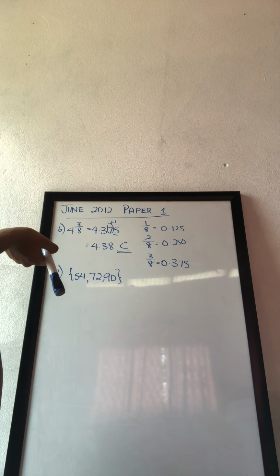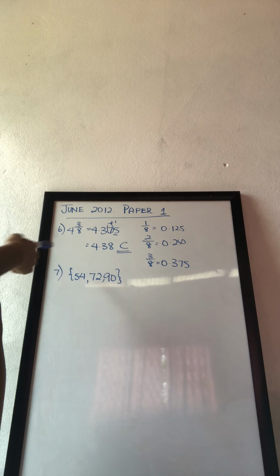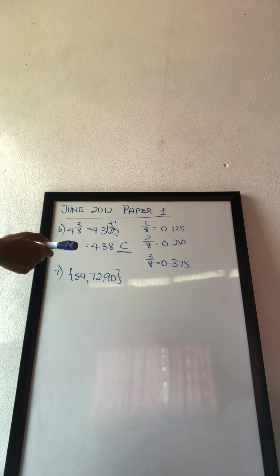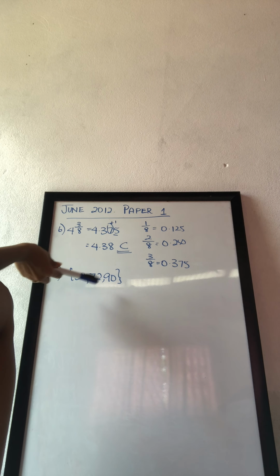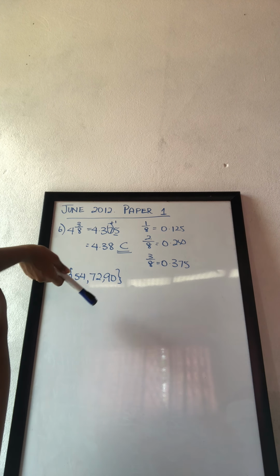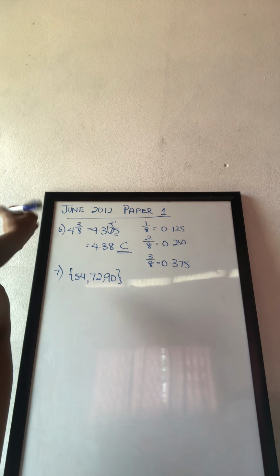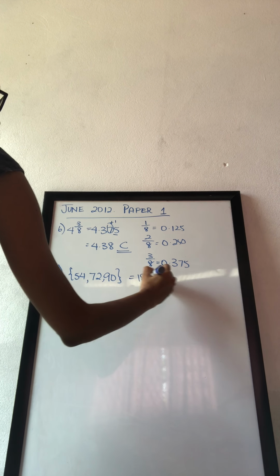The next highest number is 90. 90 cannot go into all of these numbers. So we look at 18. Now 18 can go into 54, it can go into 72, and also 90. So the highest common factor of these three numbers is 18, which is B.